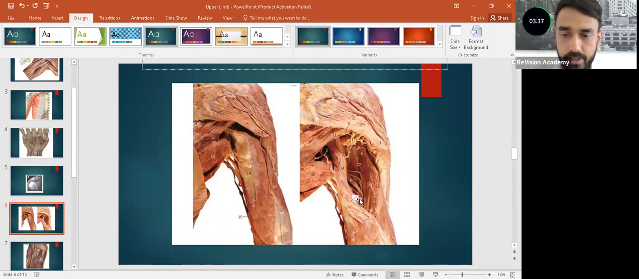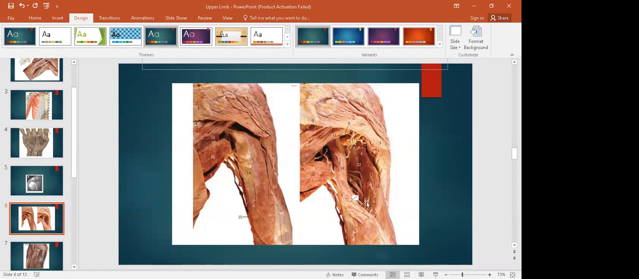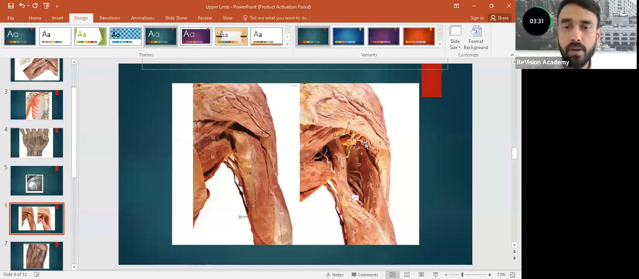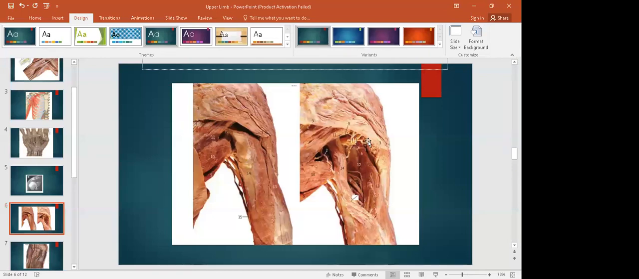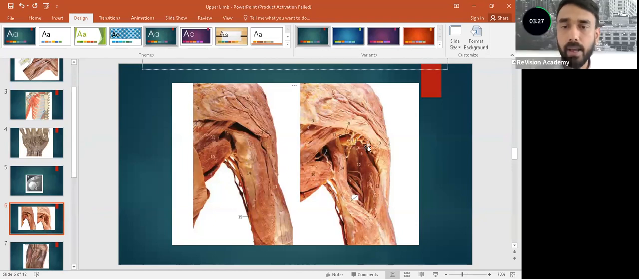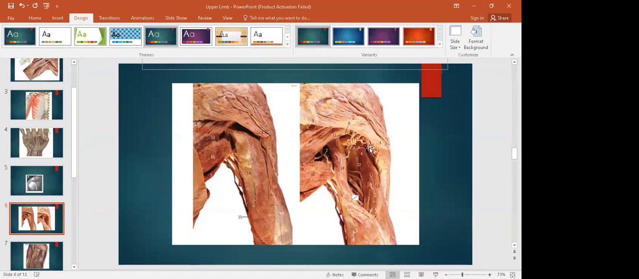Can you see the picture? Yes, sure. Can you please tell me number 1? Number 1 is the axillary nerve. Apart from deltoid, which muscle is supplied by the axillary nerve? It's the teres minor muscle.